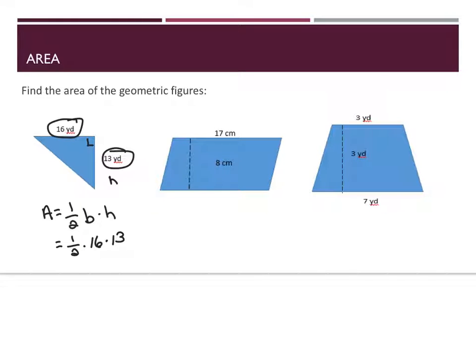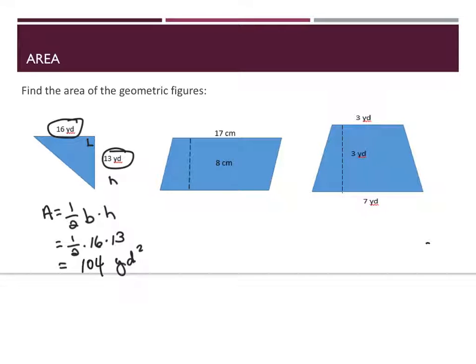Notice I've got the 1/2 in there, but I also have 16 times 13. 16 times 13 is going to be yards times yards. So when I get my answer, this is going to be square yards. Now on my calculator, I remember how to do my fractions. So put the 1/2 in parentheses if you type it into the calculator. And you just do, again, one line: 1/2 times 16 times 13 gives you an answer of 104.